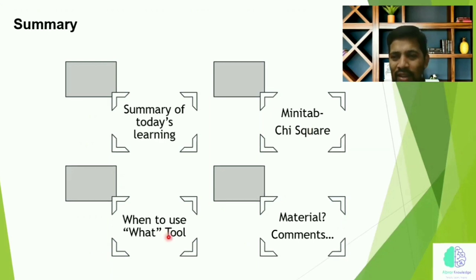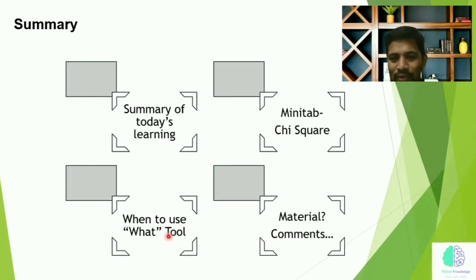When to use what? We say continuous data, if you have, you can use scatter. When you have discrete data, you can use the chi-square.